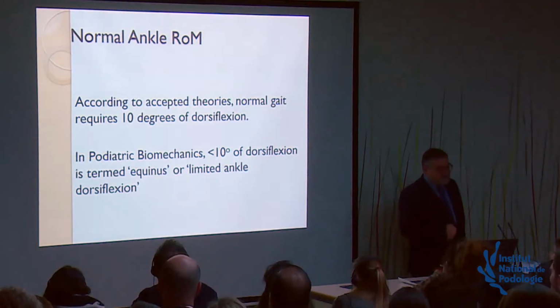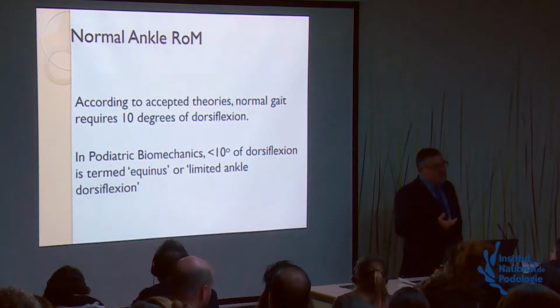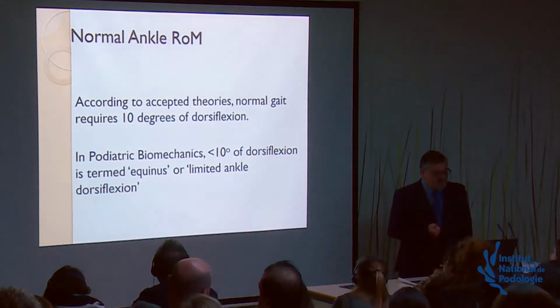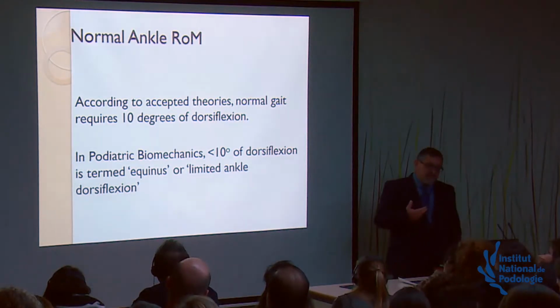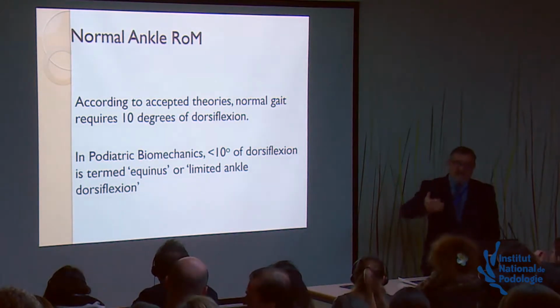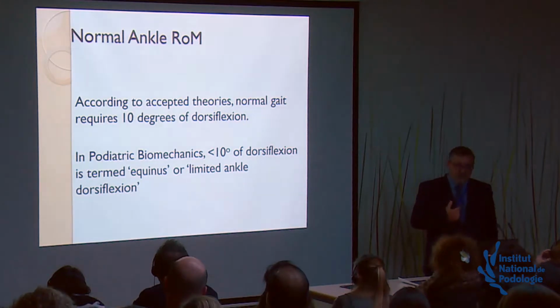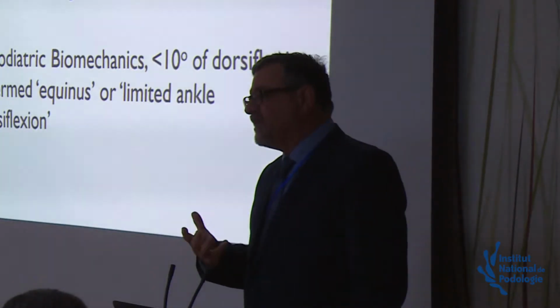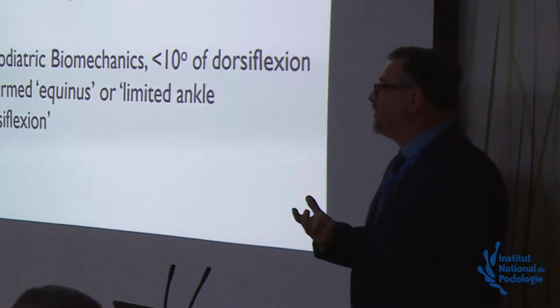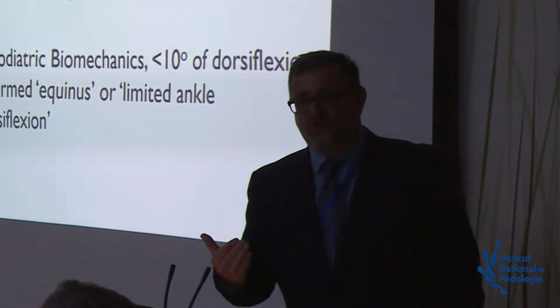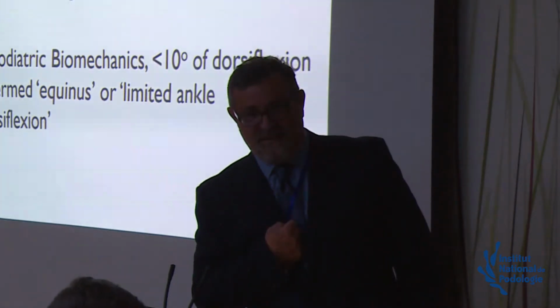So according to accepted theories, normal gait requires 10 degrees of ankle dorsiflexion. In podiatric biomechanics, according to Root's theory and other biomechanical theories, less than 10 degrees of dorsiflexion is termed equinus, or limited ankle dorsiflexion. This is very basic, I'm sure, very basic first-year podiatry, agreed?